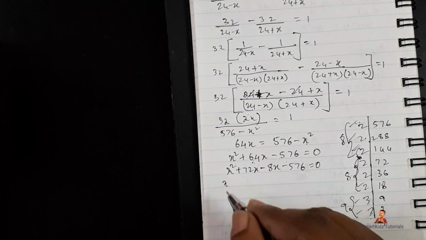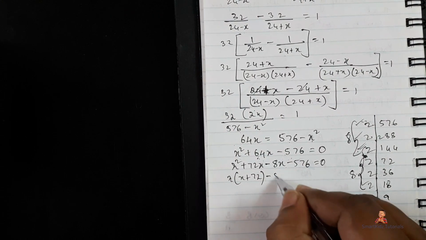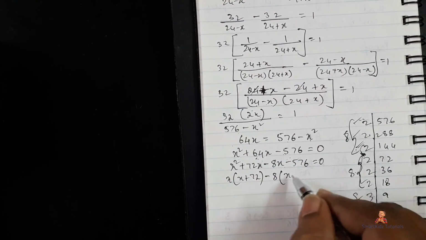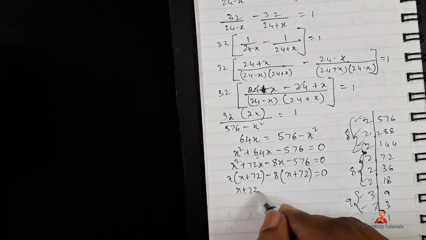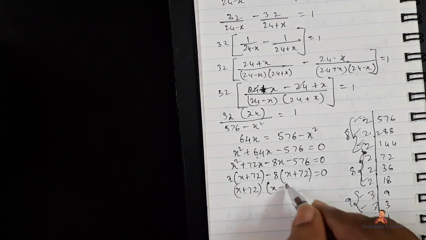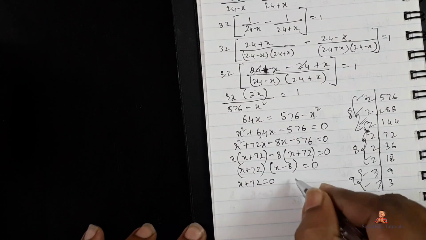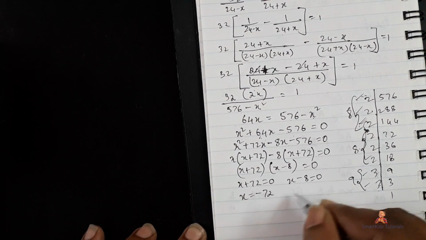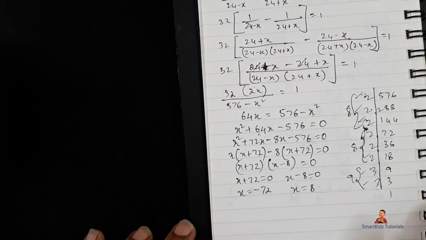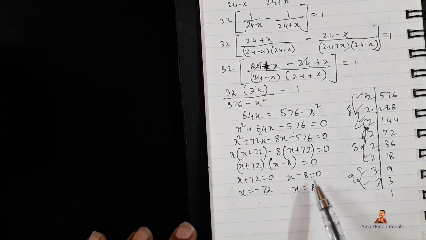So I'll take x common here, and we'll be left with x plus 72, and then minus 8 common, leaving x plus 72 equal to 0. So x plus 72 we'll take here, and x minus 8 equal to 0. That means x plus 72 equal to 0, or x minus 8 equal to 0. We get x equal to minus 72 and x equal to positive 8. Now speed cannot be negative, so we'll have to take x equal to 8.